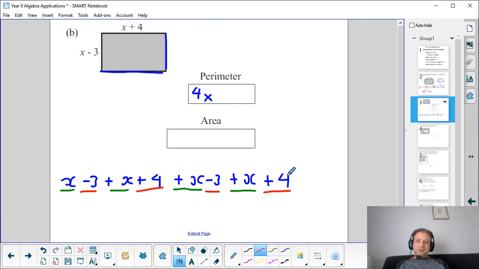So 4 plus 4 is 8. Take away 3, gets me down to 2. So it's still positive 2. So we'll put the plus in between our two terms, and we put a 2 there. So our perimeter is 4x plus 2.